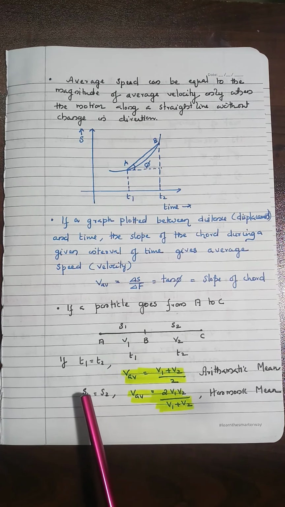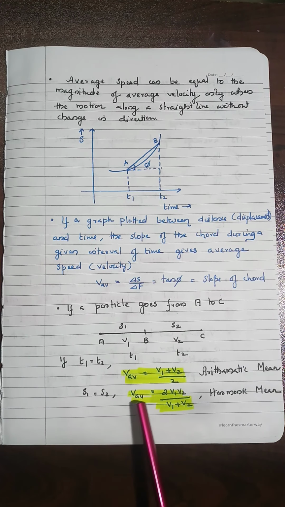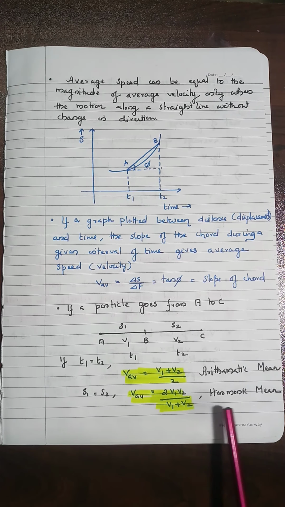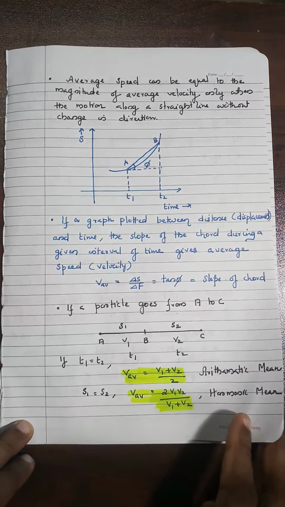If S1 is equal to S2, then the average velocity becomes 2 v1 v2 by v1 plus v2, which is said to be the harmonic mean. So these are the two very important situations.